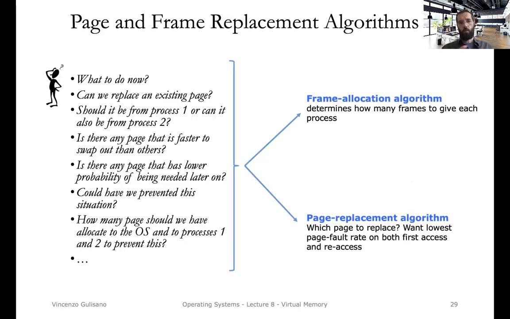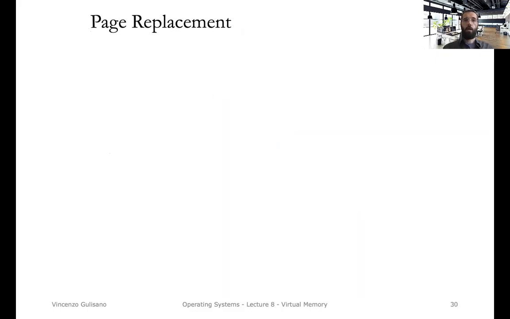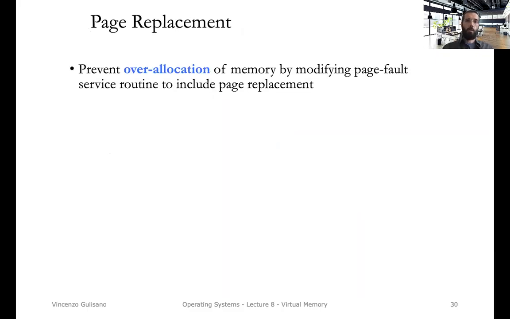So what we're going to see now is that there are basically two things we need to discuss about all these questions. One is the frame allocation algorithm, so how many frames you give to each process when the process starts, and the page replacement algorithm, so which page to replace, which page to swap out, if you end up in a situation in which you don't have free frames, but you still need to load the page somewhere. And we start with page replacement.